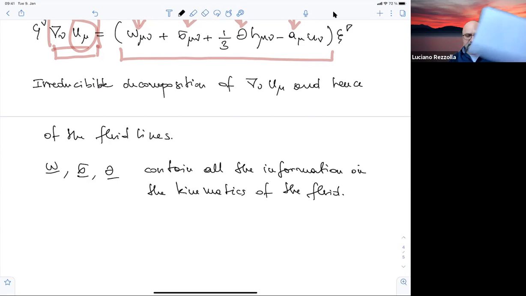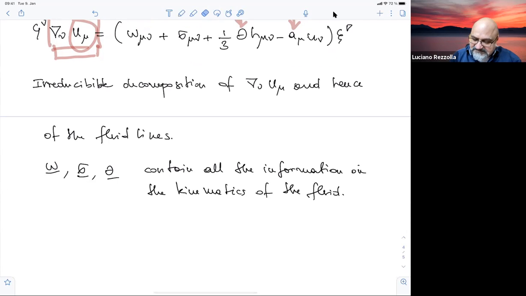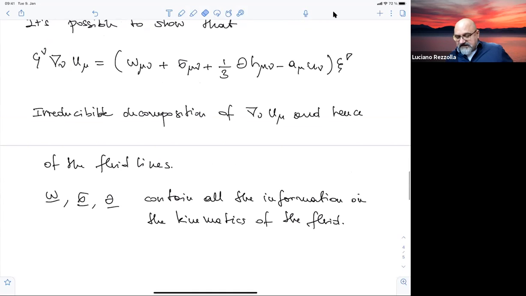And what is this kinematic information? So far I've just said you take these, you split them, you obtain something else, but I have not given you any understanding of what these omega and sigma and theta, and even h_mu_nu, are. I haven't told you what they are.